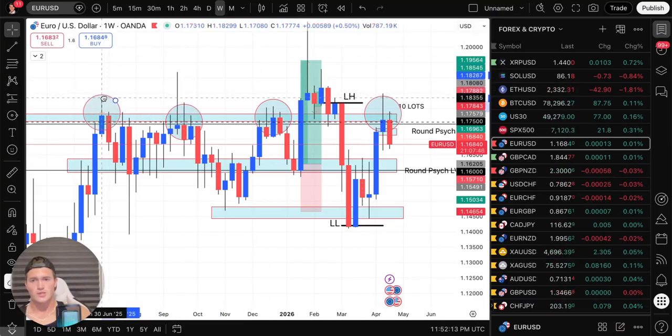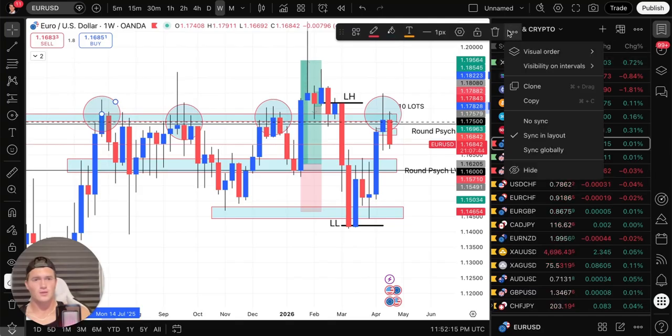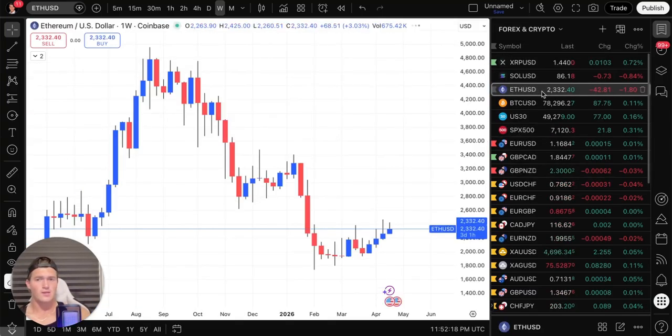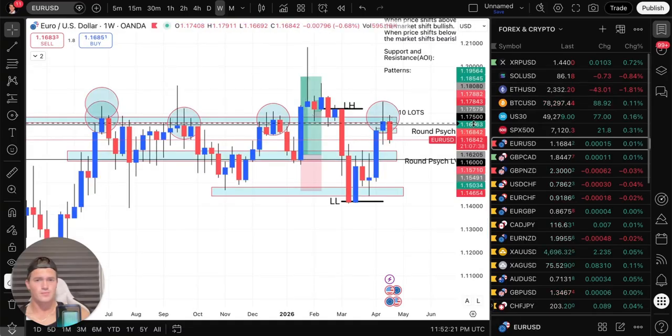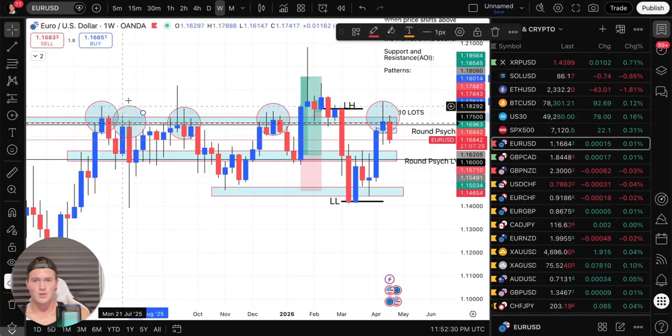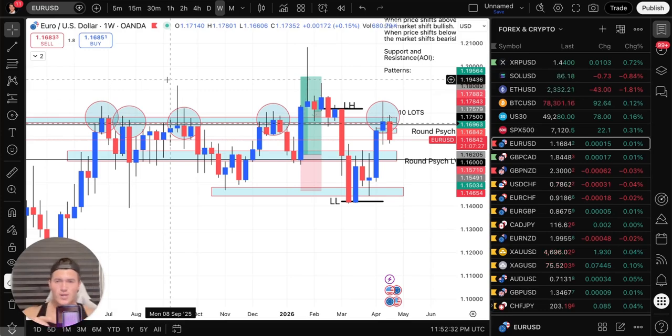And we reject it here, and here. So we have 1, 2, 3, 4, 5 touches to this area of interest, and we're in the weekly. So 9 times out of 10, we are going to see resistance from this area. Okay, we see resistance when price is up and rejects. We see support when price bounces.